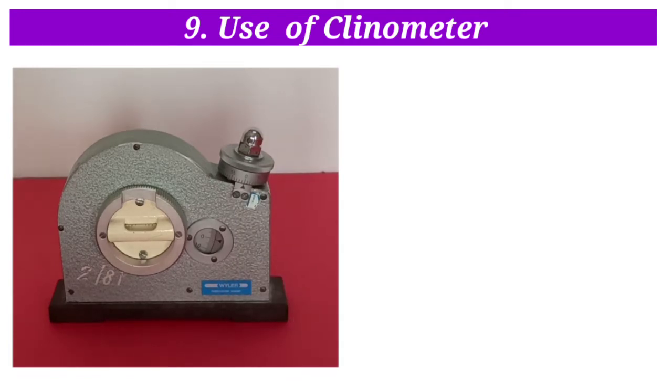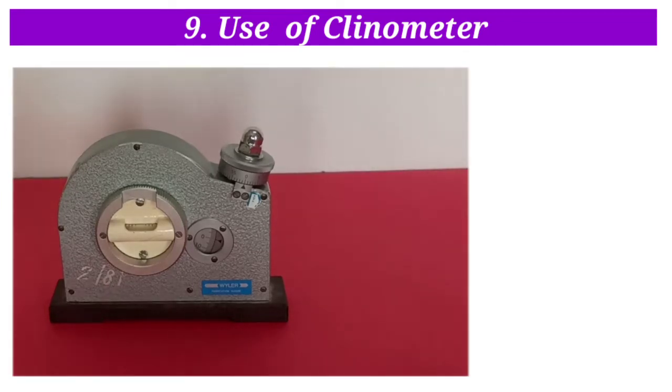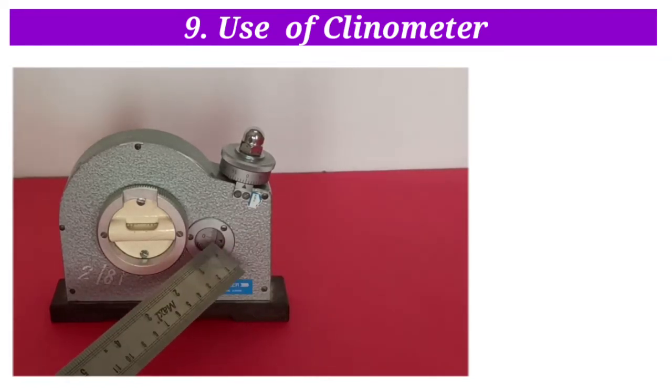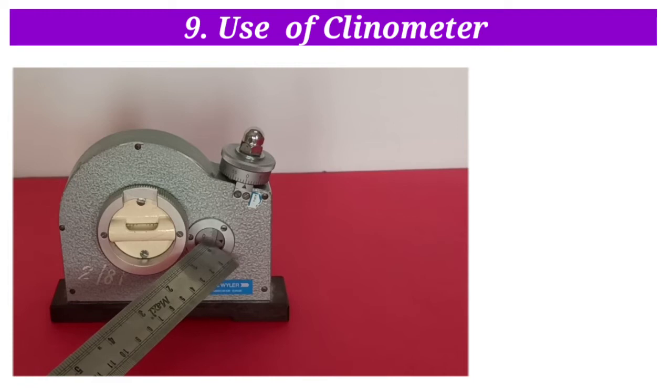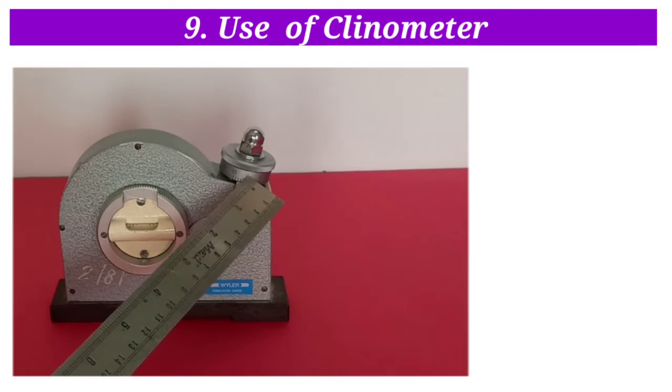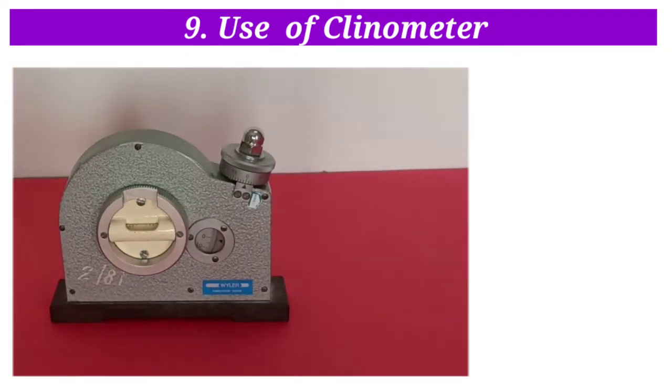Let us see how to measure the angle by using this clinometer. Initially, if you observe, this mark is coinciding with the 0 of this circular scale. The value of the smallest division for the circular scale is 1 minute. We have to rotate the circular scale by using this knob. Now we will place such a component here.